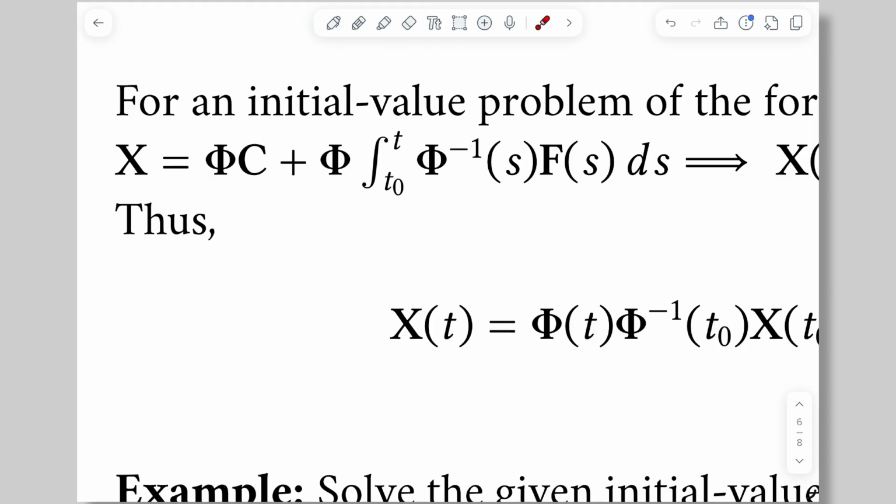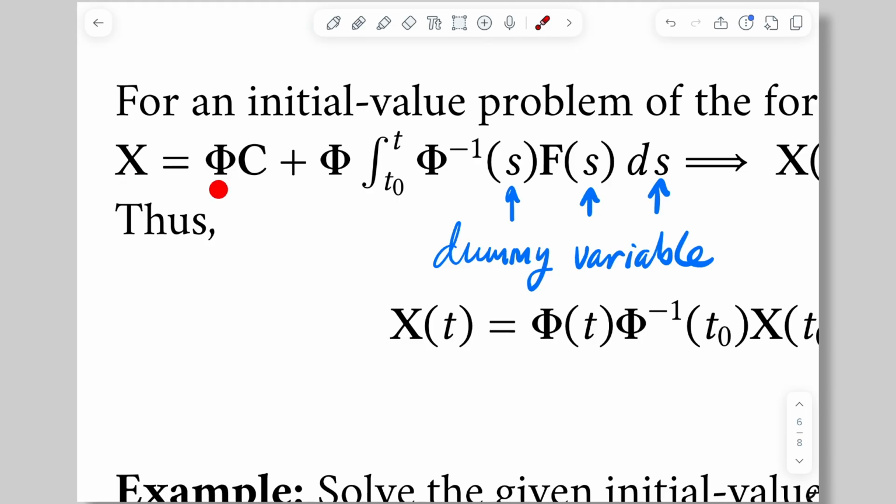The change here is that the integral is now a definite integral from t naught to t, where t naught is related to our initial condition. And then in the integral, we're using s, a dummy variable. Now remember, our initial condition gives a value of x at t naught. Phi contains functions of t, so t naught's going to be replacing those in phi. But in the integral, if we're integrating from t naught to t, and t gets replaced by t naught, the integral goes to 0. All that's left is x equals phi times c.